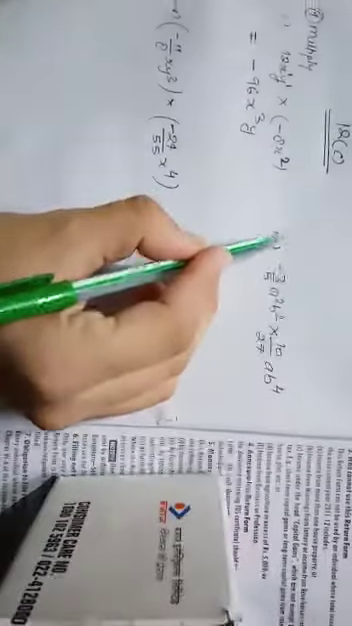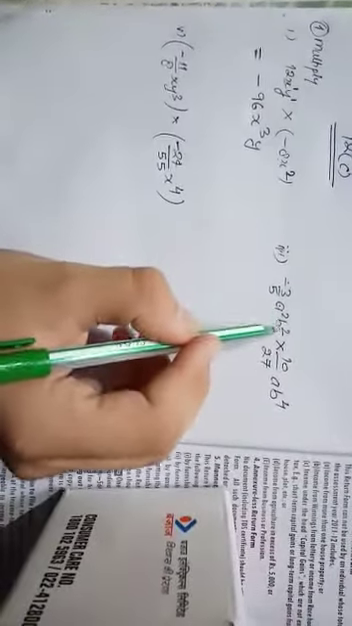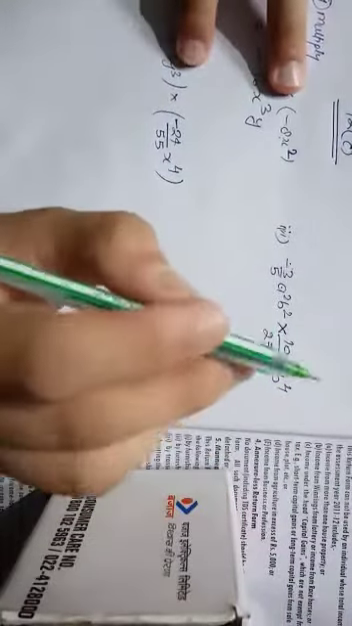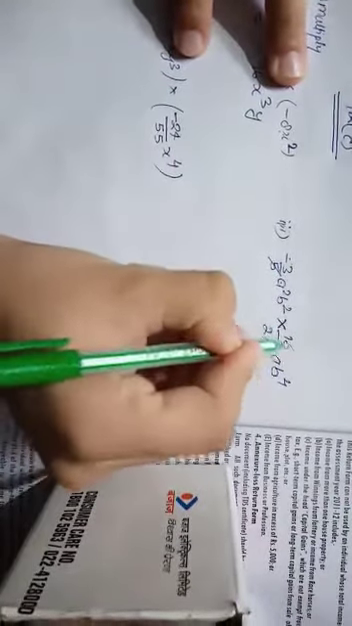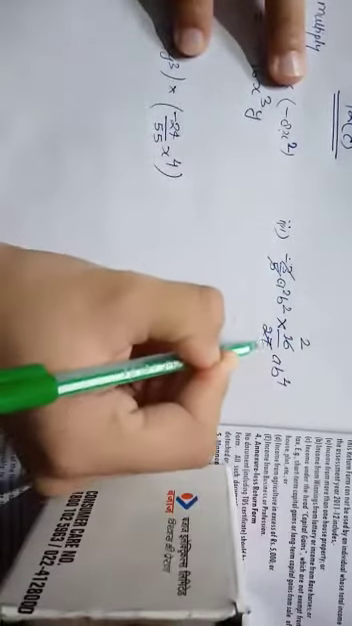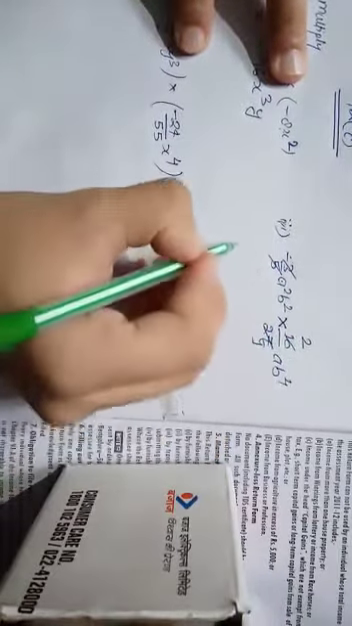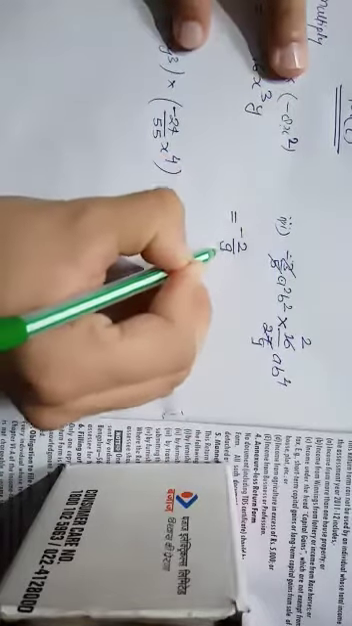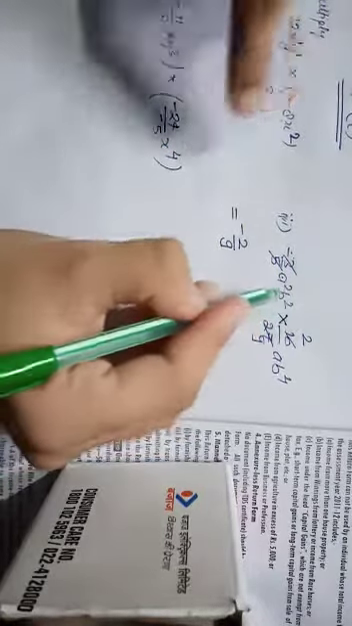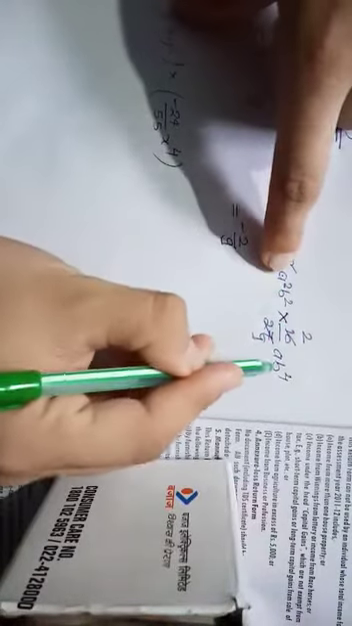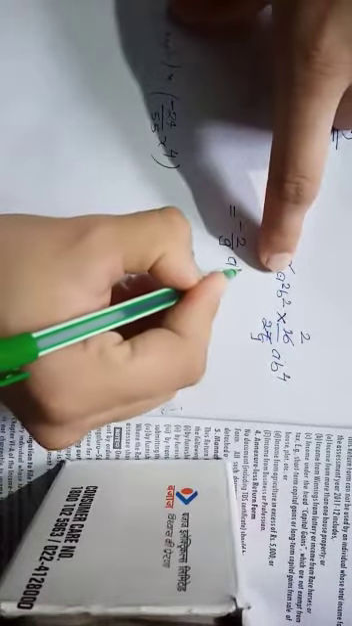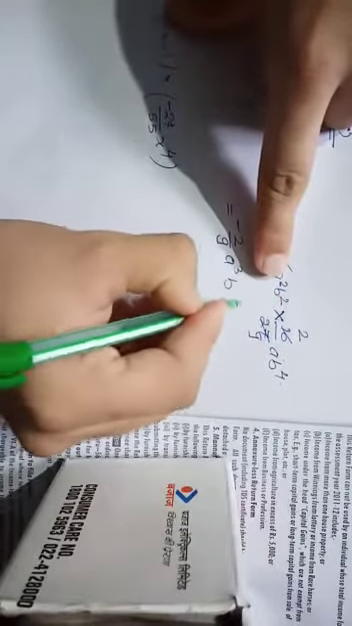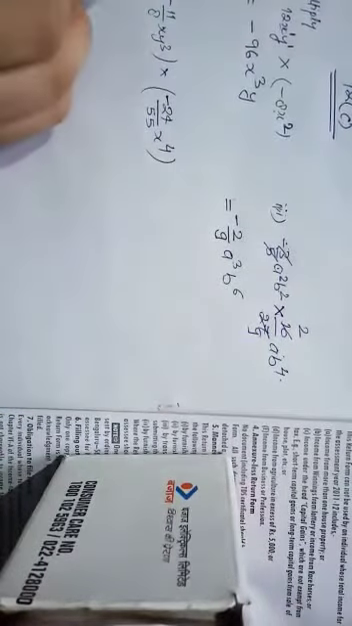Third question is minus 3 by 5 a square b square into 10. Okay, first of all we have to simplify. Before multiplication we have to first of all simplify. 5 twos are 10 and 3 nines are 27. So the minus sign is with this, so minus 2 by 9. First of all you have to write the numerical factor. Then a square plus 1, so a cube, because 2 plus 1 is 3, and 2 plus 4, so b to the power 6. Again a very simple question.